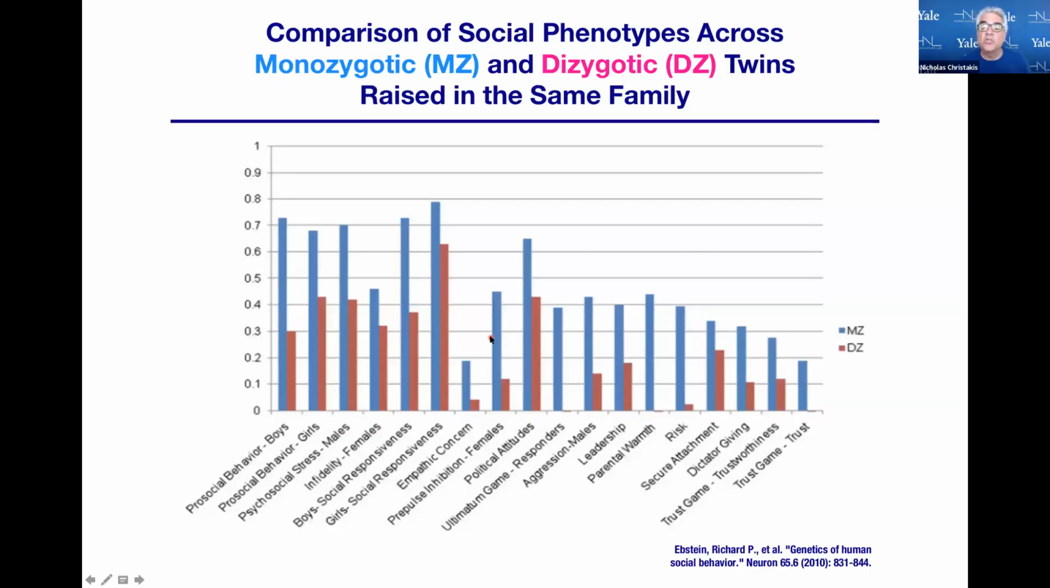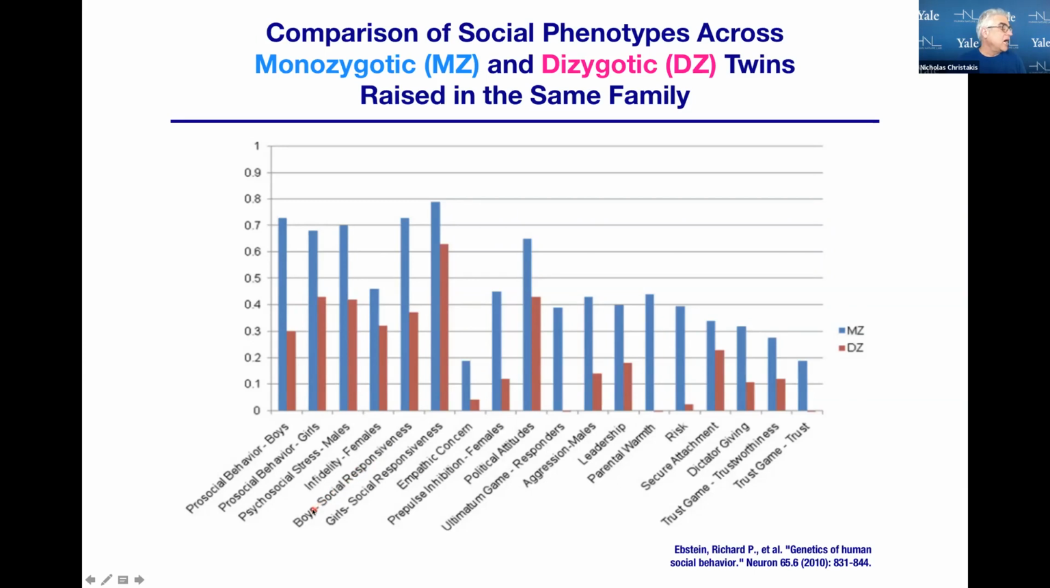And so here are some social behaviors that arise from genetic variation and the extent to which these traits are correlated between monozygotic and dizygotic twins. So for example, let's look at something less, what would be a good one to pick? Let's pick something here. The social responsiveness of boys, okay?